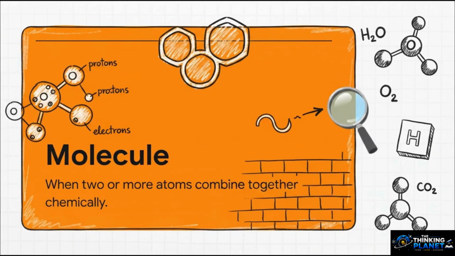When two or more atoms combine together chemically, they form a molecule. I'm going to repeat that, and I want you to pay extra close attention to one specific word. When two or more atoms combine together chemically, they form a molecule. That word chemically is absolutely vital. A huge misconception out there is that if you just have a bunch of atoms floating near each other in a room, that's a molecule. Nope, not at all. They have to actually bond. They have to link up chemically to officially become a molecule.